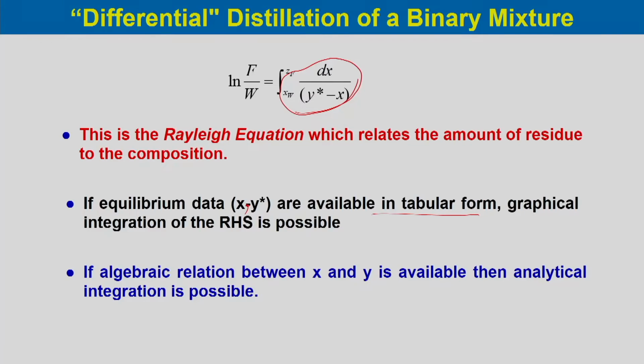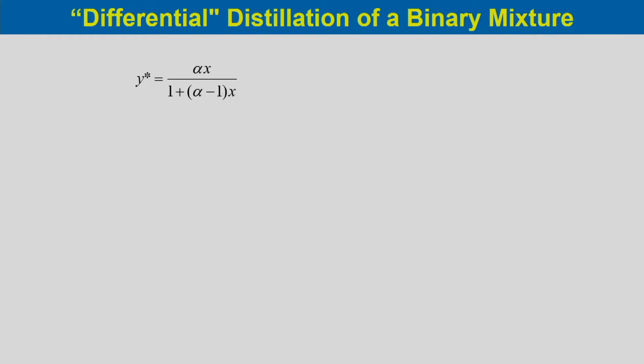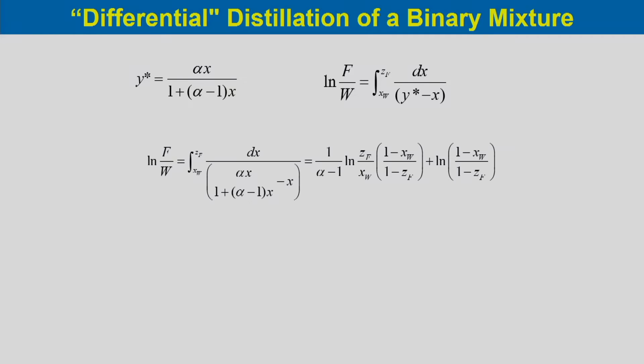If algebraic relations between x and y are available, then analytical integration is possible. Y star, this is the analytical relative volatility equation: y star is equal to alpha x divided by 1 plus (alpha minus 1) into x, and we have ln F by W would be equal to the integral from x W to ZF of dx by (y star minus x).